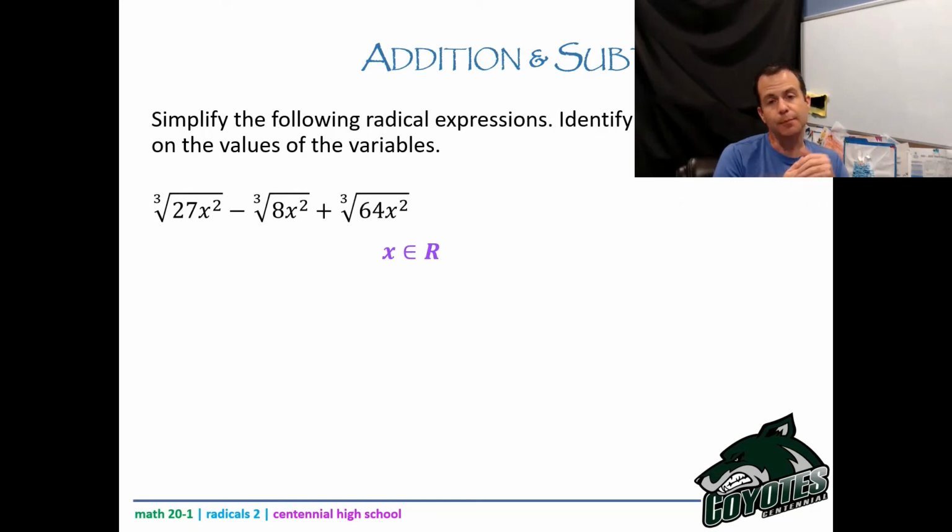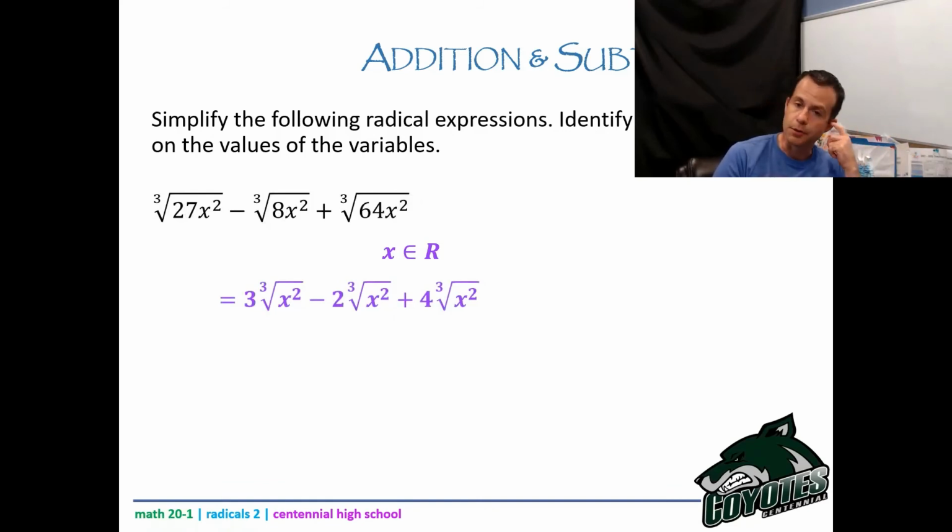So I'm going to end up with 3 cube root x squared minus 2 cube root x squared plus 4 cube root x squared. Okay. The cube root of 27 is 3, cube root of 8 is 2, and the cube root of 64 is 4. So now I've got 3 minus 2 plus 4, which would be 5 cube root of x squared. Okay. Just like with polynomials, when you're adding like terms here, the radicand doesn't change. Okay.